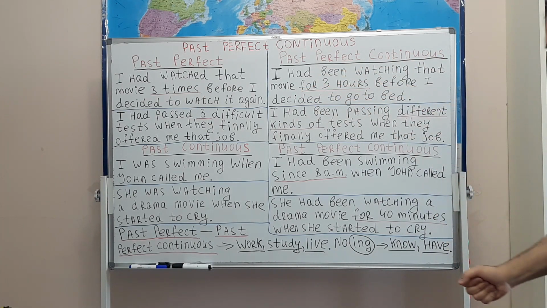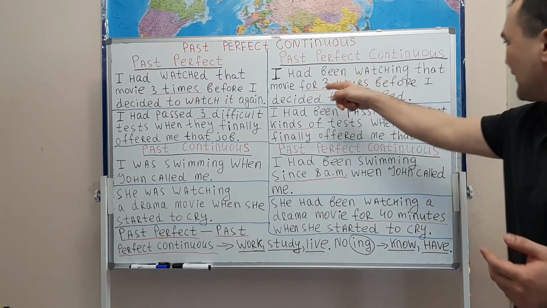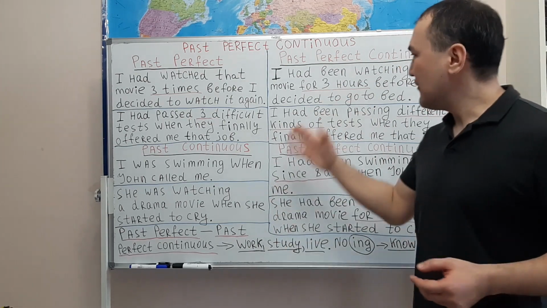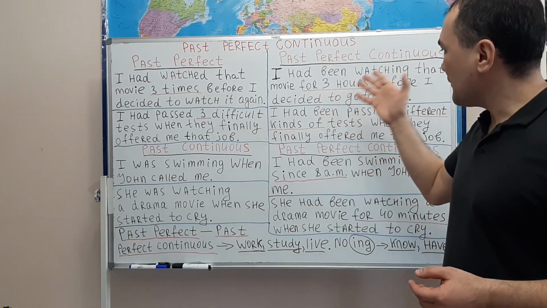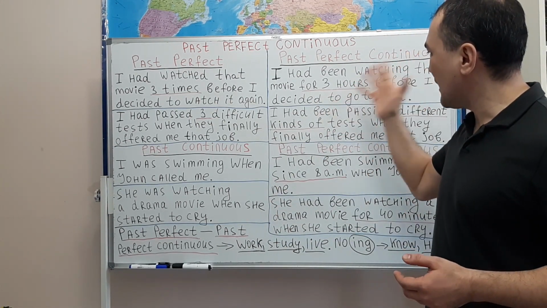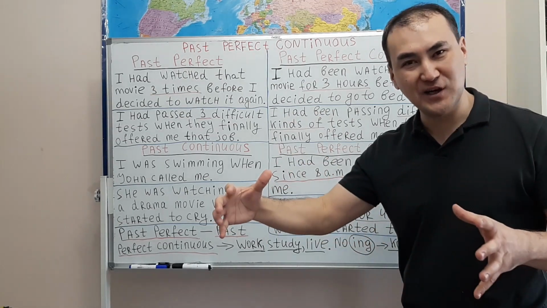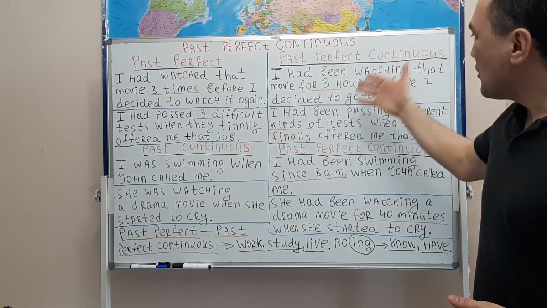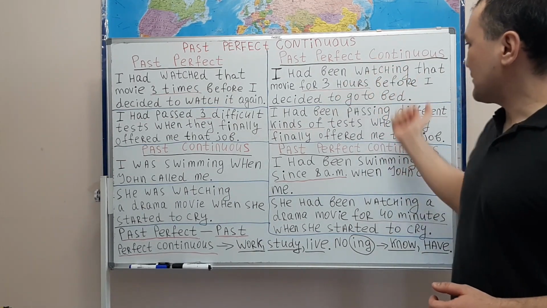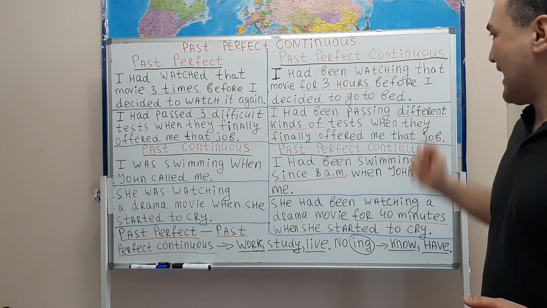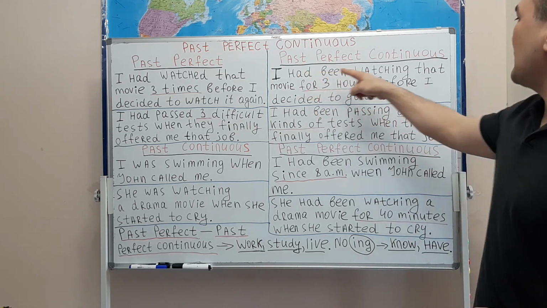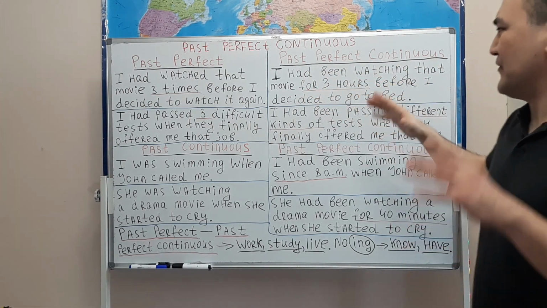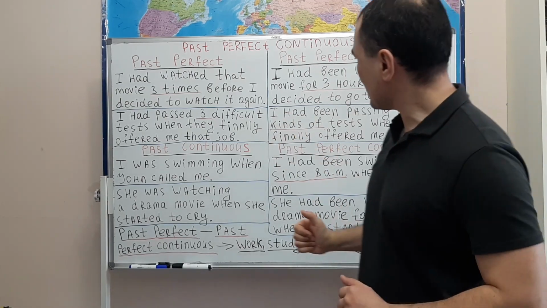Alright? So for 3 hours, that's not a specific and finished time. Remember, that's the time expression that emphasizes the duration of time and not finish at a specific time. Duration of time. That is why we use it here, right? In past perfect continuous, for 3 hours, and not I had been watching that movie 3 times before I decided to go to bed. No, that's not correct.